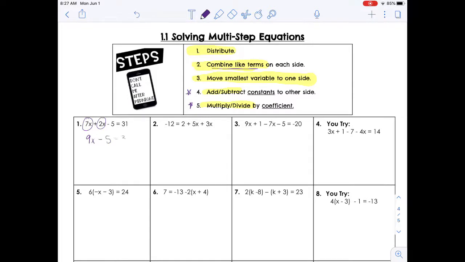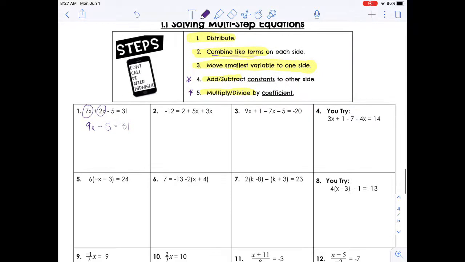Minus 5 equals 31. The next one says move the smallest variable to one side. Well, we've only got one variable, so we don't have to worry about that. And from here on out, it's just a 2-step equation. So we're going to do that reversed PEMDAS again. So we're going to do addition and subtraction first, multiplication and division second.